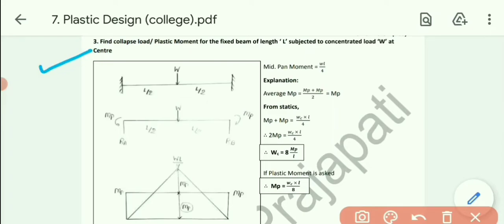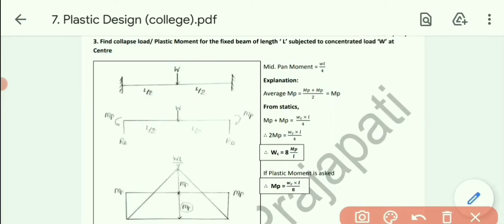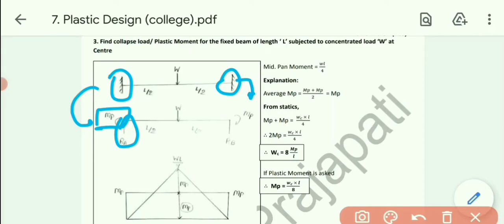Example number 3. Find collapse load or plastic moment for the fixed beam of the length L subjected to concentrated load W at the center. Okay, so fixed beam is there, and central point load is applied, that is W. Now we need to calculate its collapse load, or we can say plastic moment formula. As we were doing in the previous examples, we need to do the same. Fixed support reactions will be, as we discussed, moment as well as vertical reaction. Similarly over here also the same thing will happen, vertical reaction and moment, two reactions will be there.